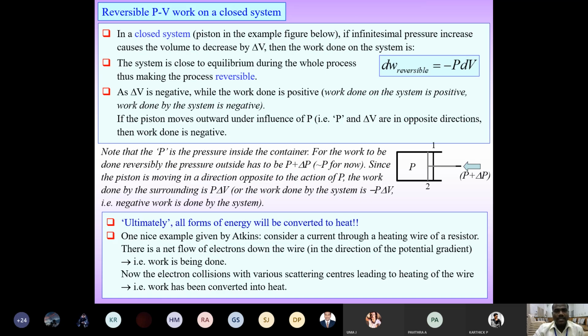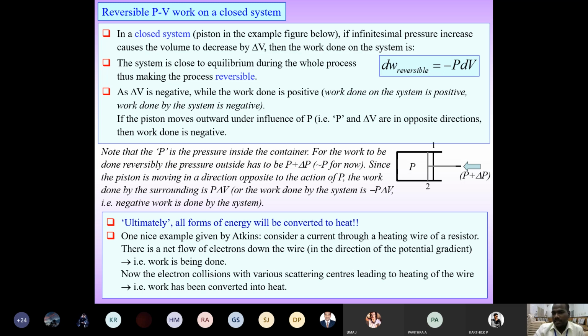Now, reversible PV work on a closed system. You know what a PV diagram is, what a reversible process is, and what a closed system is. So what will happen in a reversible PV work on a closed system? Say, for example, a piston in the figure below. This is a closed system, a piston-cylinder arrangement. This is a piston, this is a cylinder.